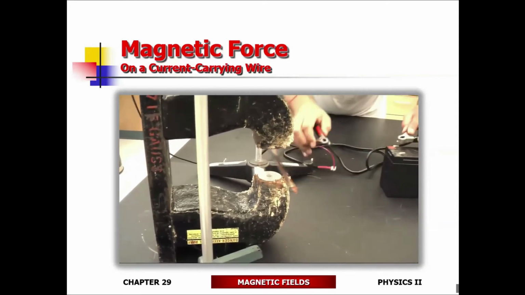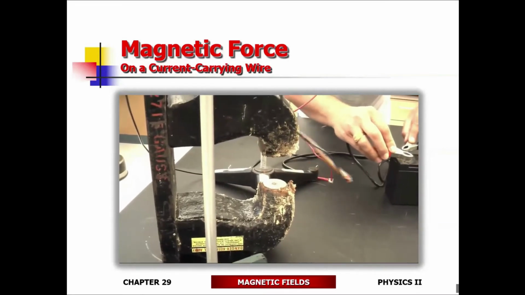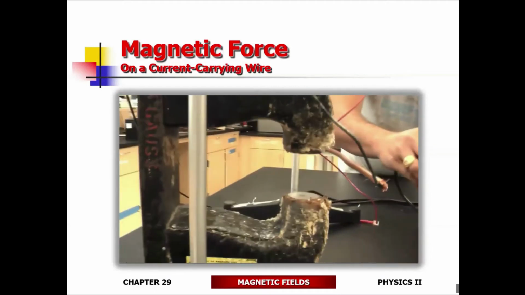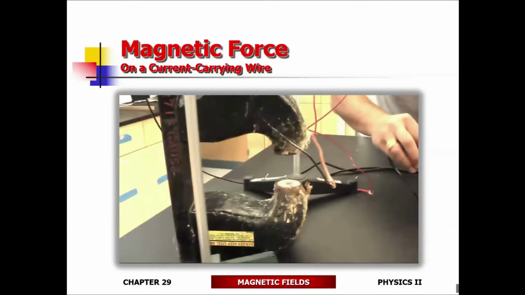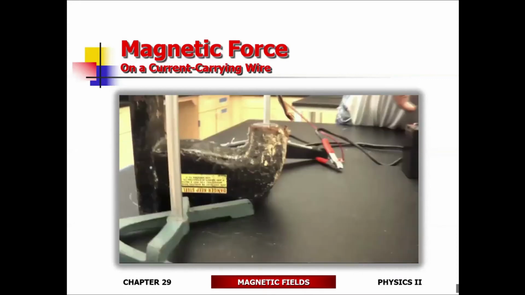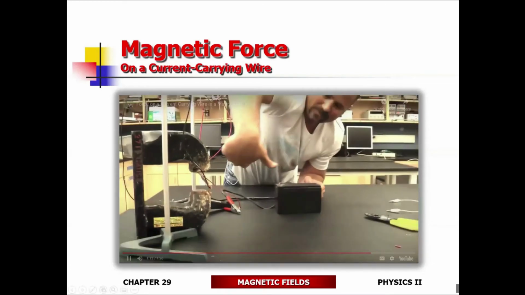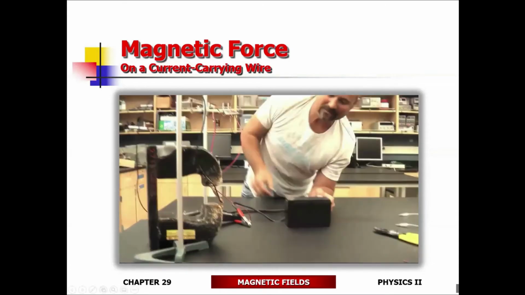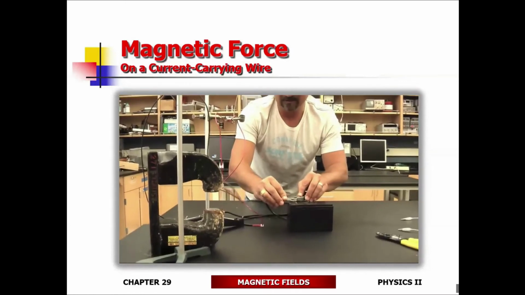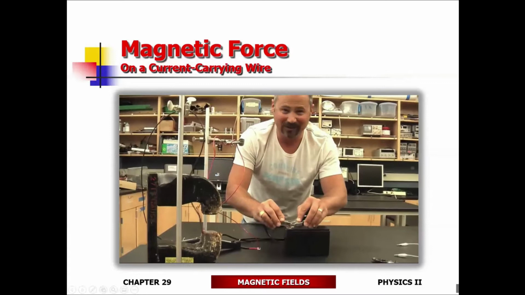Get this guy out of the way. And there you see it, floating there. Because now that I've reversed the direction of the current, it is flowing this way, magnetic field is pointing up, we expect an outward force. And that's what you see. Right-hand rule, simplified.